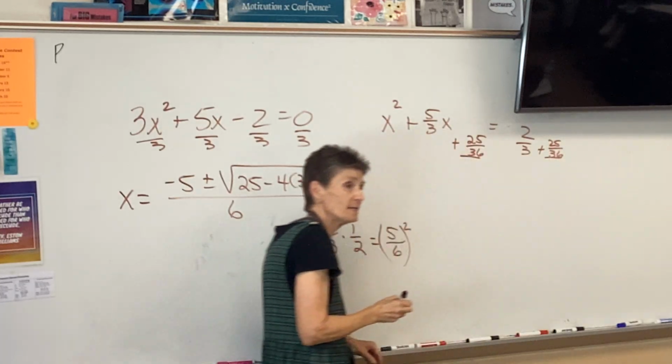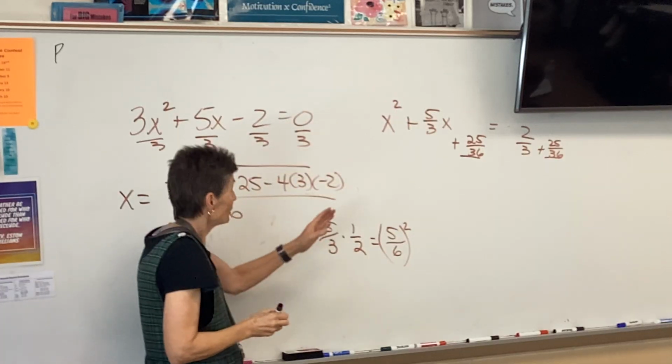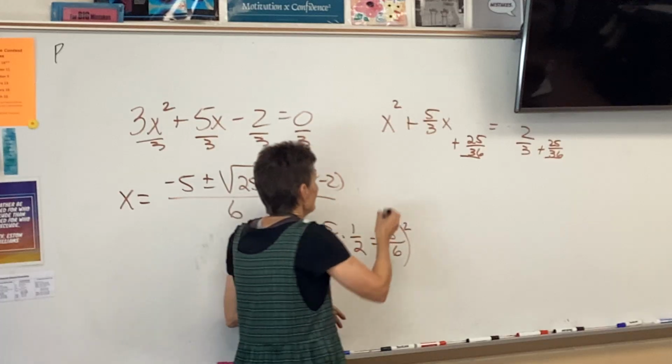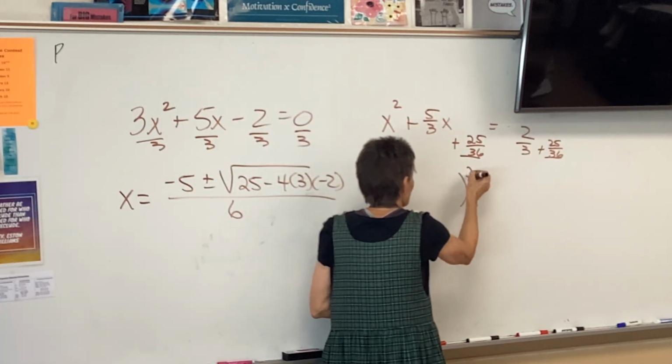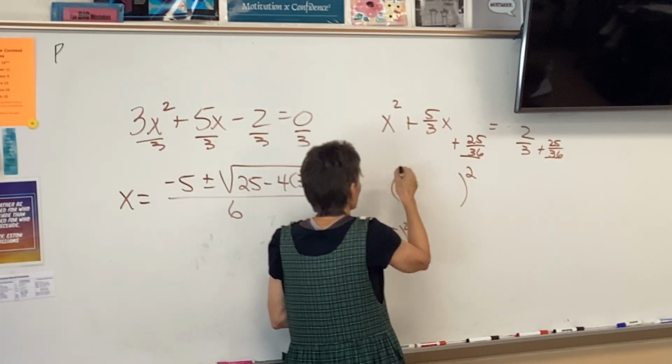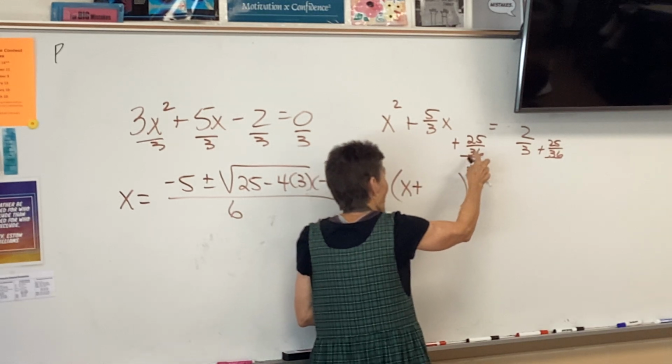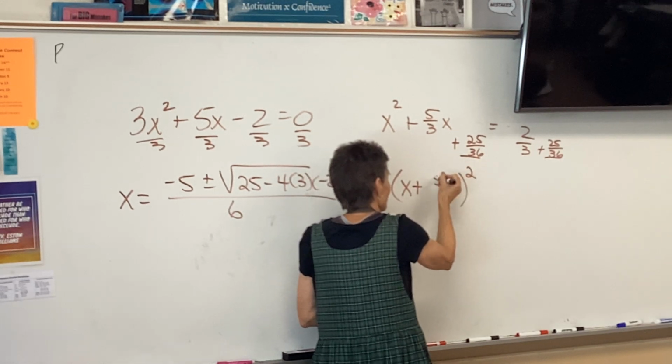Don't make it harder than it is, just write it down. You're gonna multiply that by a half and square it. Then this will always be a perfect square. In this case, it will be x plus whatever you got to get that squared. So that would be 5/6.